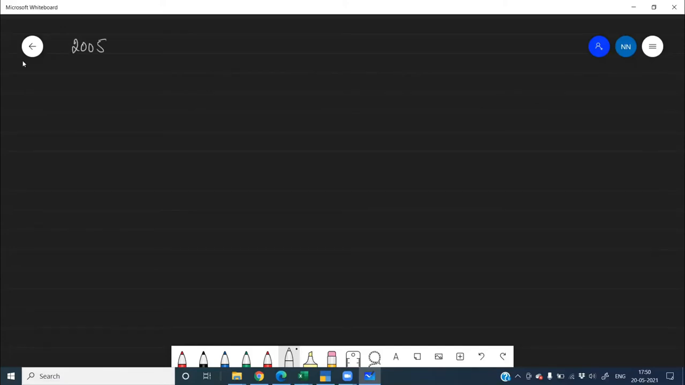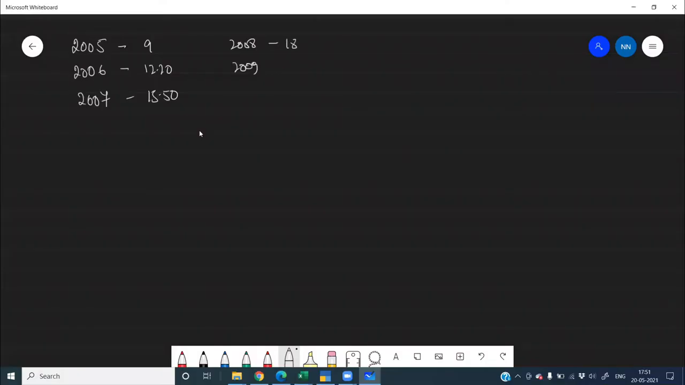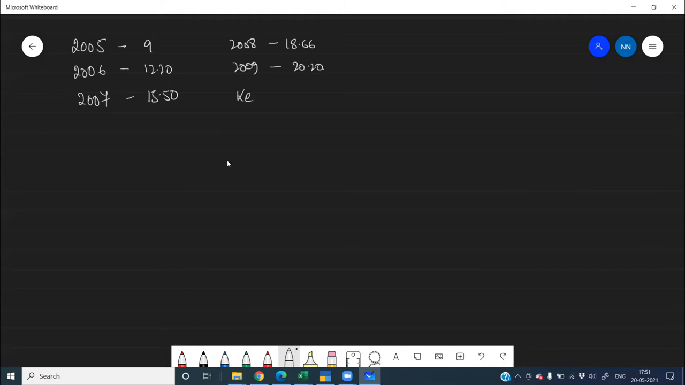So 2005, 2006 and 2007 का डिविडेंड आपको दिया हुआ है 9, 12.20 and 15.5. ओके, फिर 2008 का दिया हुआ है और 2009 का भी दिया हुआ है. तो 2008 का हमें दिया हुआ है डिविडेंड ऑफ 18.6 और 20.20. Okay, these are the dividends that have been given to us. Okay, Atul estimated that required rate of return of the stock is 11%. So cost of equity has been given to us as 11%.